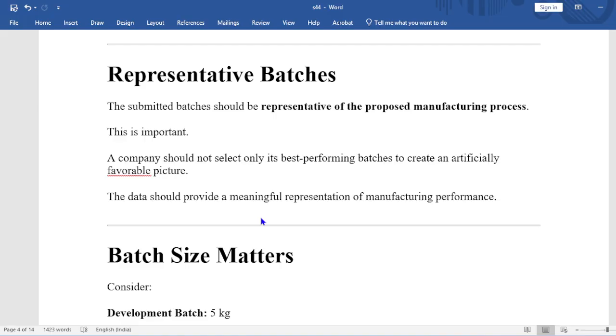The next concept we have to understand is representative batches. The submitted batches should be representative of the proposed manufacturing process. This is important because a company should not select only the best performing batches. If they select only the best performing batches, it will create an artificially favorable picture, and that will not be acceptable. The data should provide a meaningful representation of the manufacturing performance.